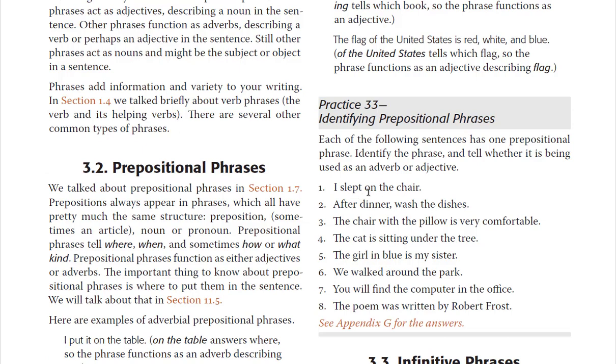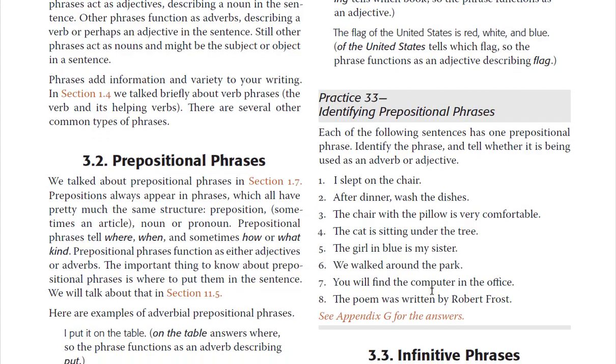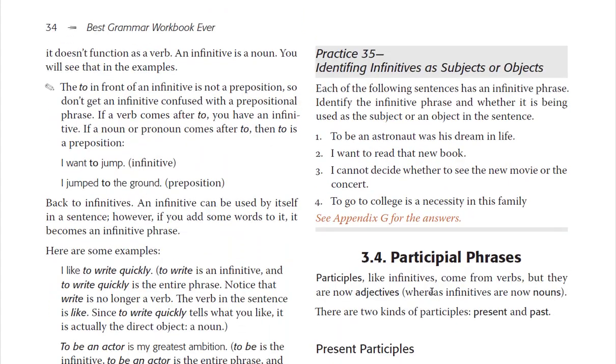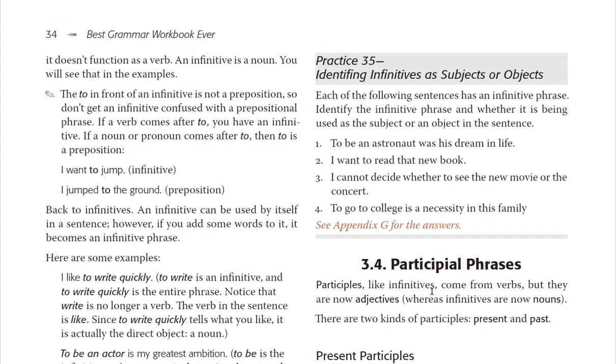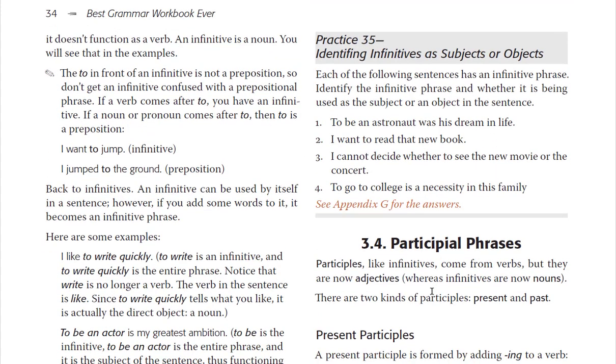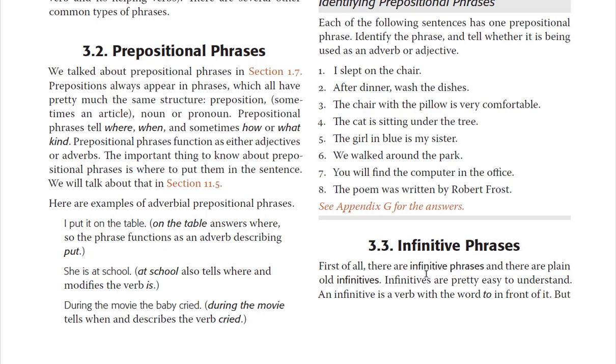I slept on the chair. So on the chair is the prepositional phrase modifying where you slept. After dinner, wash the dishes. And so after dinner is the prepositional phrase telling you when you wash the dishes. So that's how you can tell what is a prepositional phrase. A prepositional phrase always tells where and when something happens.